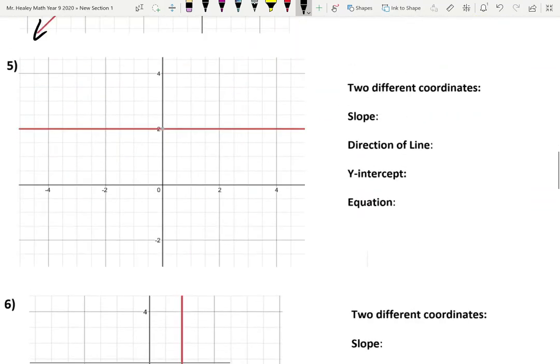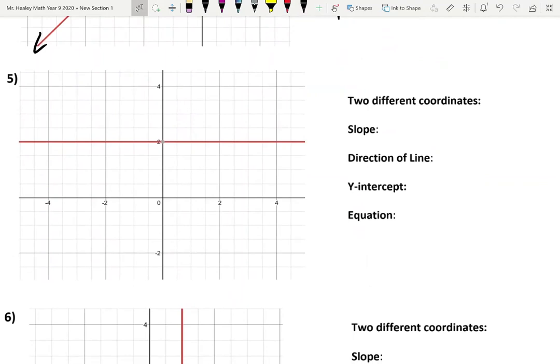Example 5. So in example 5 here, we have a horizontal line. Let's start with two coordinates. This coordinate, (0, 2). And let's say this one here, x is 2, y is 2. You should notice that the y value is the same.